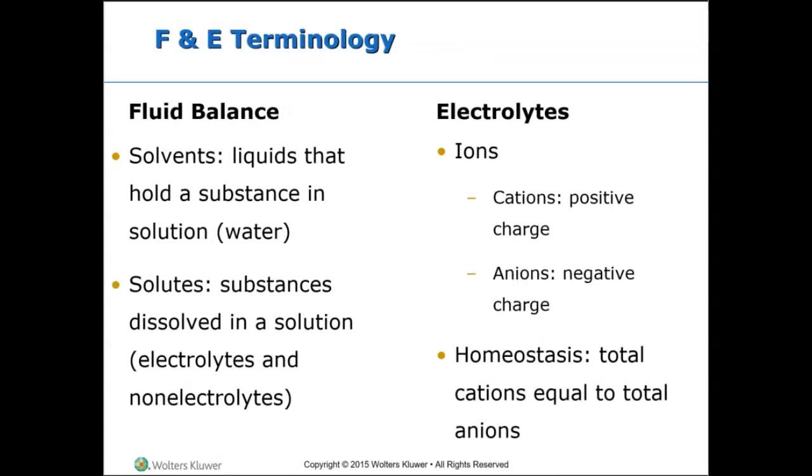Body fluids are considered solvents. Solid substances in our body are called solutes. Electrolytes are considered a solute. Non-electrolytes, like glucose, are also solutes, but they do not conduct electricity. Electrolytes also are charged. Positively charged electrolytes are called cations, and negatively charged are called anions. Our body is always striving to achieve a balance between the positive and the negative, right? And we call that homeostasis.